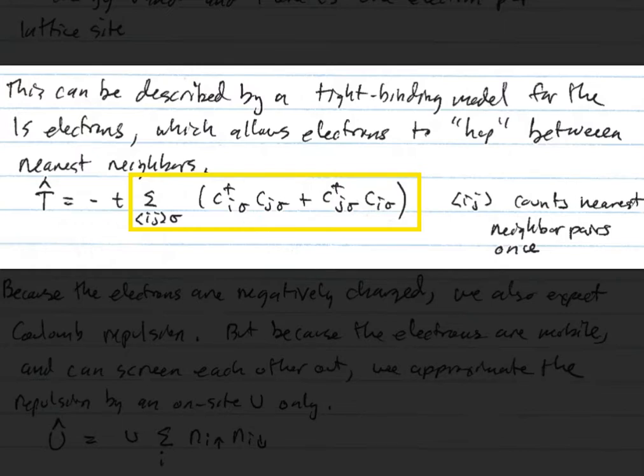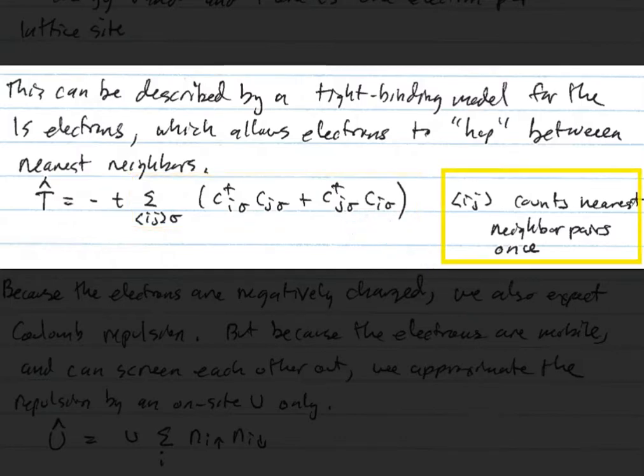And then the other term is the Hermitian conjugate. It does the opposite. It removes an electron from site i and moves it to site j. This angle bracket ij denotes nearest neighbor pairs, and we only count, when we do the sum, each nearest neighbor pair once. So if I have nearest neighbor pairs 1 and 2, 1, 2 appears in the sum, but 2, 1 does not, because that would be counting that nearest neighbor pair twice.